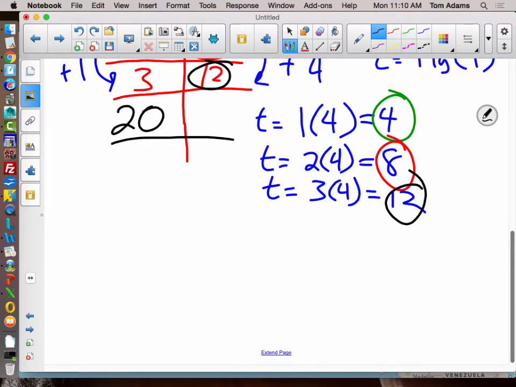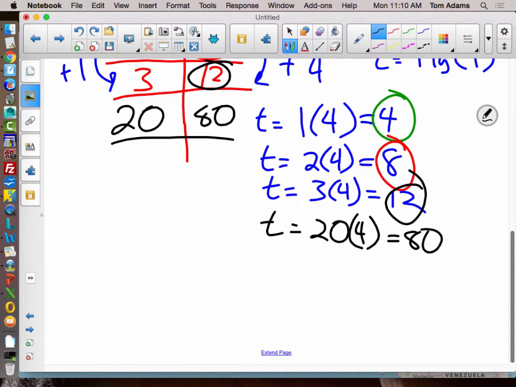What do I write down here? What expression do I write? Yes? T equals 20 times 4. Algebra is pretty nice, right? Now that's the correct answer.